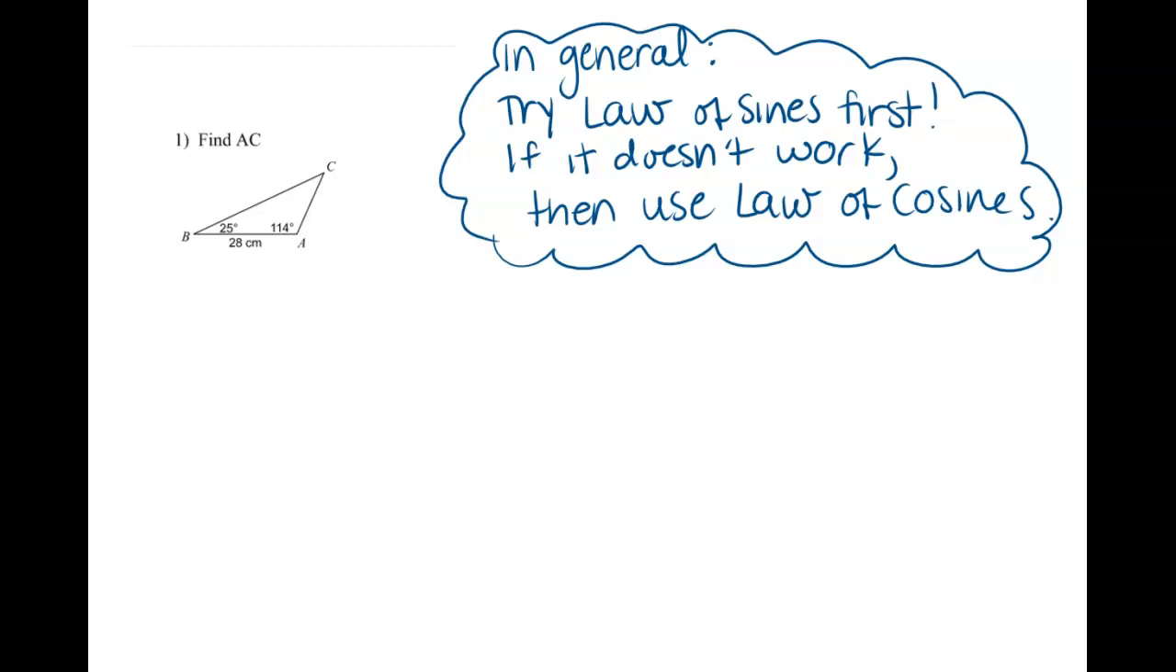For this first problem, we're finding AC. I'm going to label that X. So it looks like 25 and X go together. And now we need another pair, which we don't have, but it looks like we can make one. So if we do 180 minus 114 minus 25, we'll get 41. So this right here is 41 degrees. And now we have another pair. Now we have 28 and 41 degrees. So now we can use law of sines.